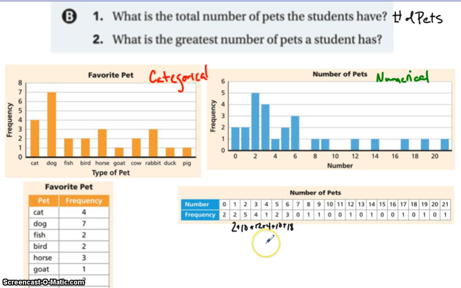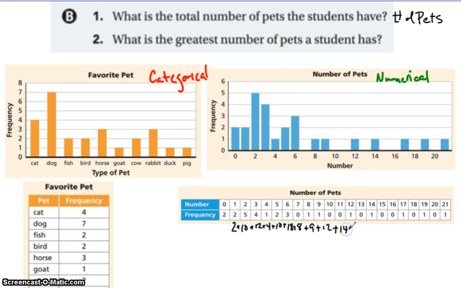So what we're really doing is just multiplying the frequency, which would mean how many people had that number, times the number that we were asking for. So like 7 and 0, there is nobody that has 7 pets, so that's going to be a 0. We don't need to throw it into the equation. 1 person with 8, 1 person with 9. Nobody had 10 or 11, but we do have a 12, so that'd be plus 12. Okay, nobody had 13. We had 1 person with 14.